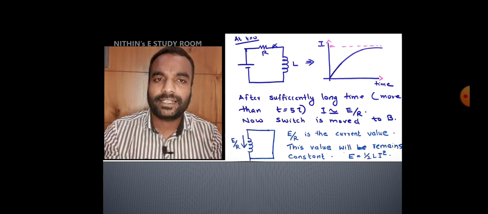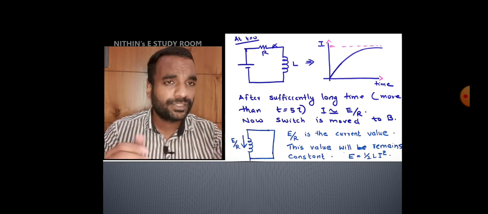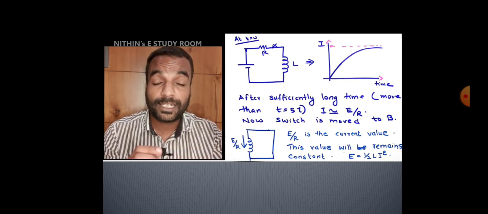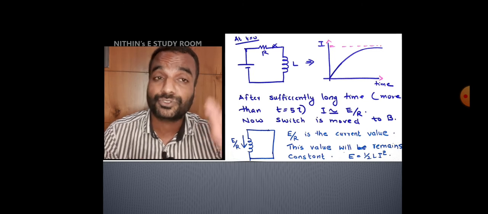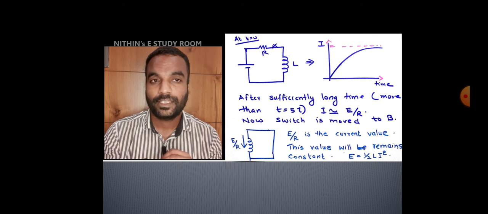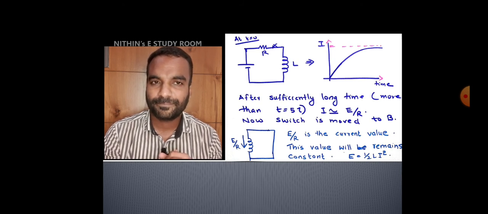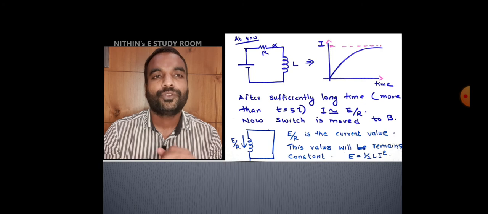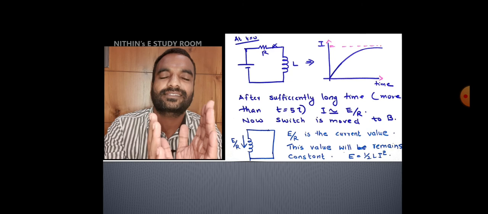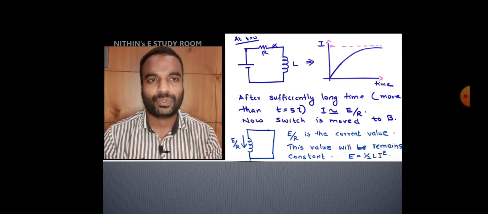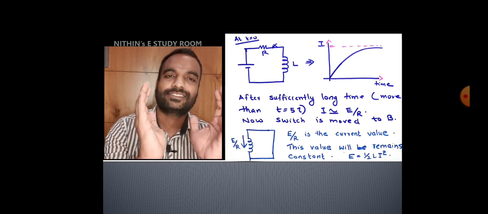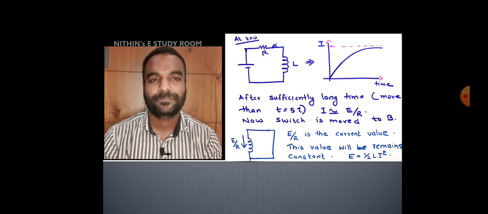After the current in the inductor reaches a maximum value. You can see after 5 time constants, the value of current in the inductor is very close to the final value. What was the final value? E by R. Is it clear? And now you move the switch to position B. Now no resistor is there. It is a pure inductor connected in a short circuit condition. So you can ensure that the inductor is stored with some energy, with current E by R.